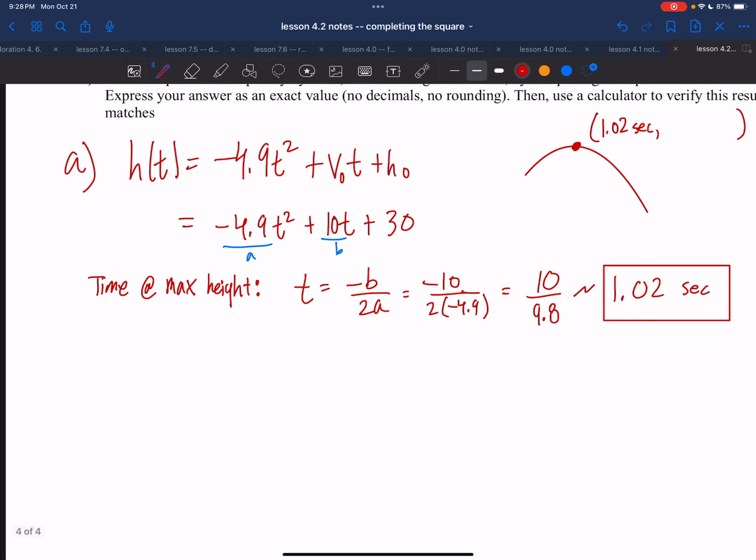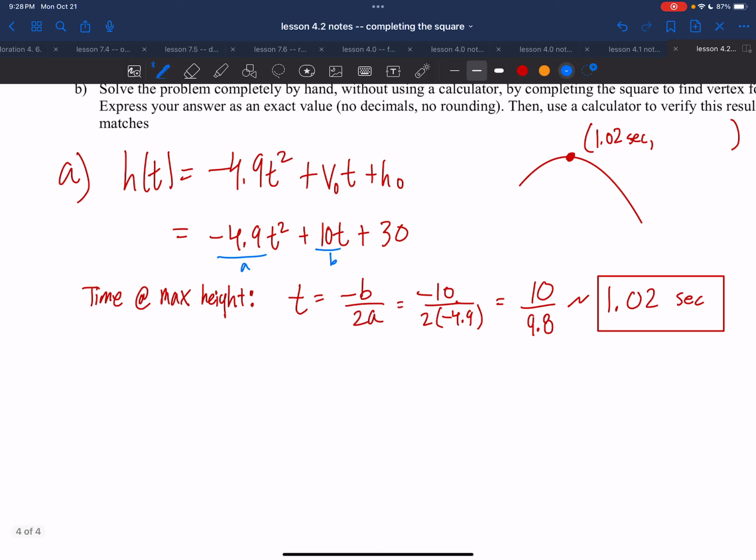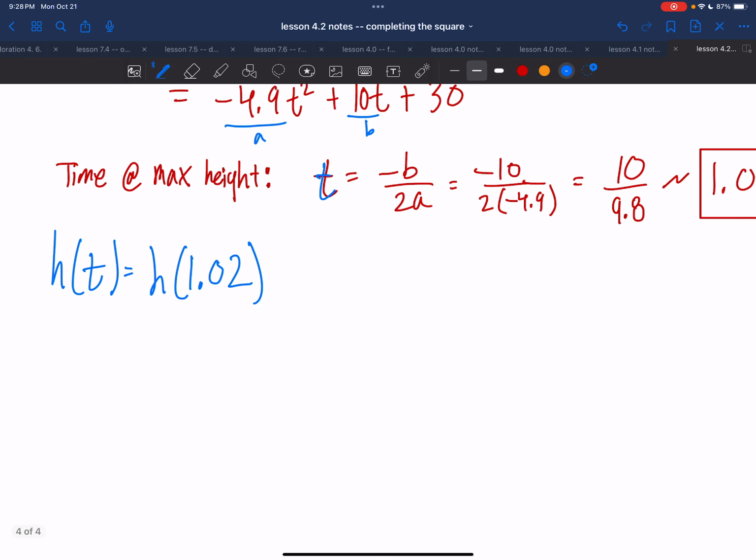Well, if you remember from the previous lesson, the way you find the k value, because this is h, k, right? The way you find the k value is finding f of h. So what I'm going to do is h of this t value right here, h of t. That means that's referring to h of 1.02, right? Okay, h of 1.02.